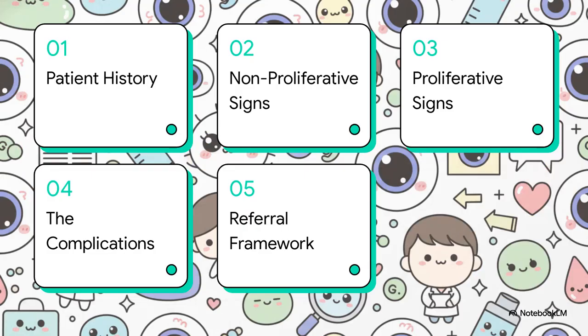All right, here is our clinical pathway for today's explainer. We'll start with Section 1, the patient history. Then move to Section 2, non-proliferative signs. Section 3, proliferative signs. Section 4, the complications. And wrap up with Section 5, the referral framework.